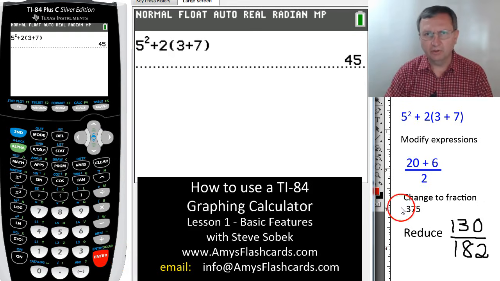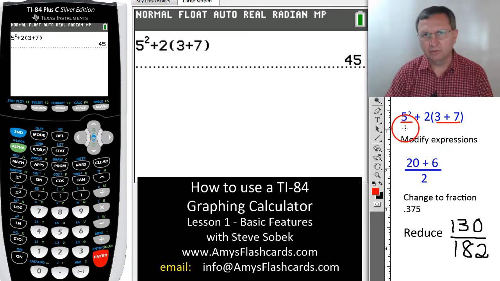And certainly we can confirm that if we were to evaluate it ourselves. We know enough to do the parentheses first. 3 plus 7 is 10. And then the exponents, 5 squared is 25. And then the multiplication has priority over the addition. So take 2 times the 10, 20, and 25 plus the 20 gives us the 45.